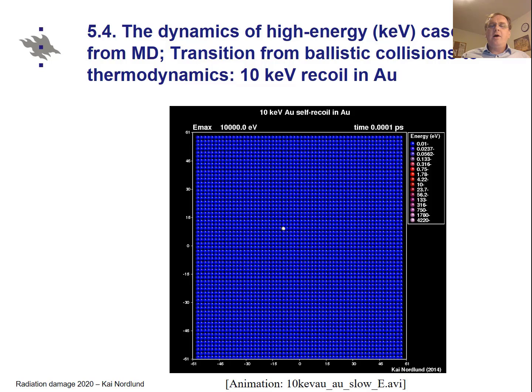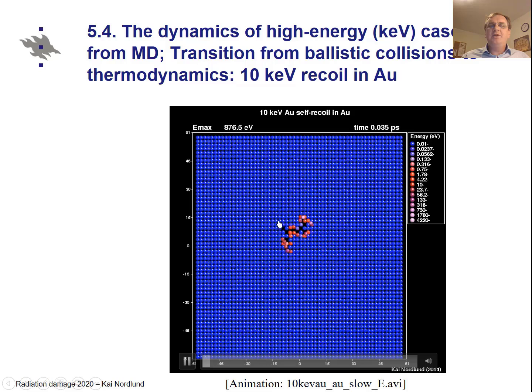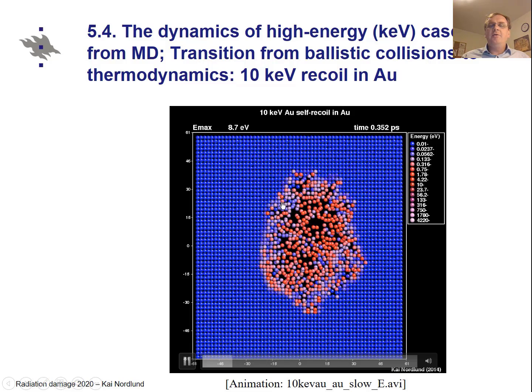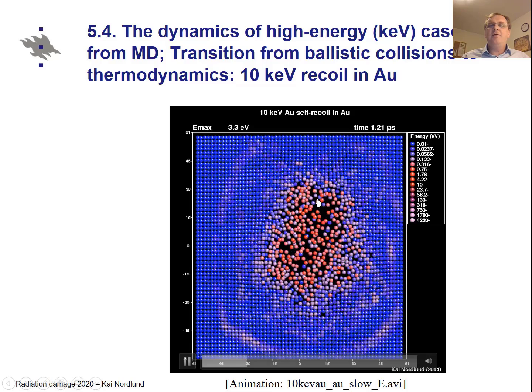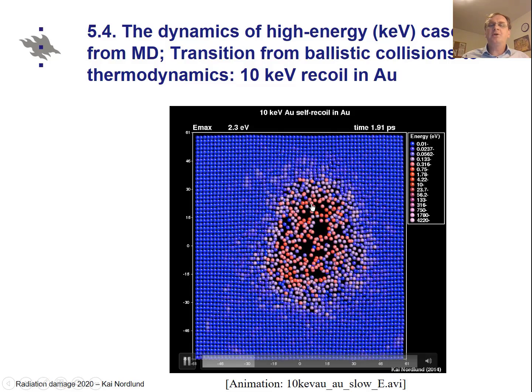So now if you go higher in energy, in the previous case you could see that the atom collisions still, you could sort of count the collisions and it was almost like a binary collision process. But now if you go to even higher energies, take 10 keV recoil in gold, things will once again look different. So now you have this gold self-recoil, the colors are now the kinetic energy scale like in the previous case, and now you see that there is actually a huge set of collisions here, and it's not really even collisions. Now you see that atoms are moving pretty much like in a liquid.